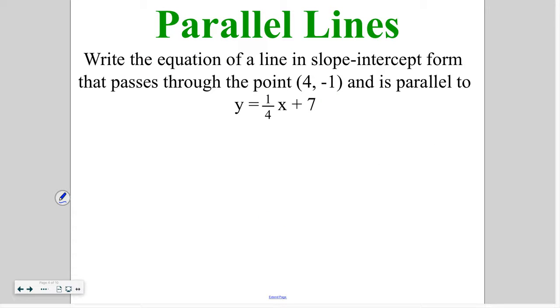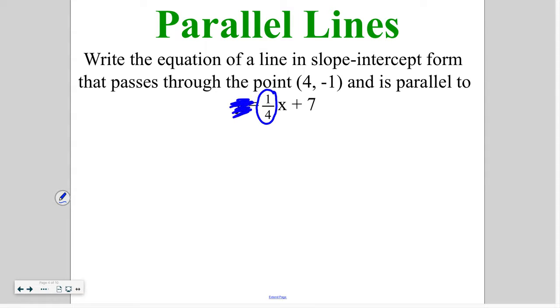We're going to start looking at parallel lines. So we're going to write the equation in slope-intercept form for the line that passes through the point 4, negative 1 and is parallel to y is equal to 1/4 x plus 7. When we're looking for our pieces of information, we're going to need to use that point. The only relevant piece of information from the equation that they give us is 1/4. The only part that we care about is the slope.